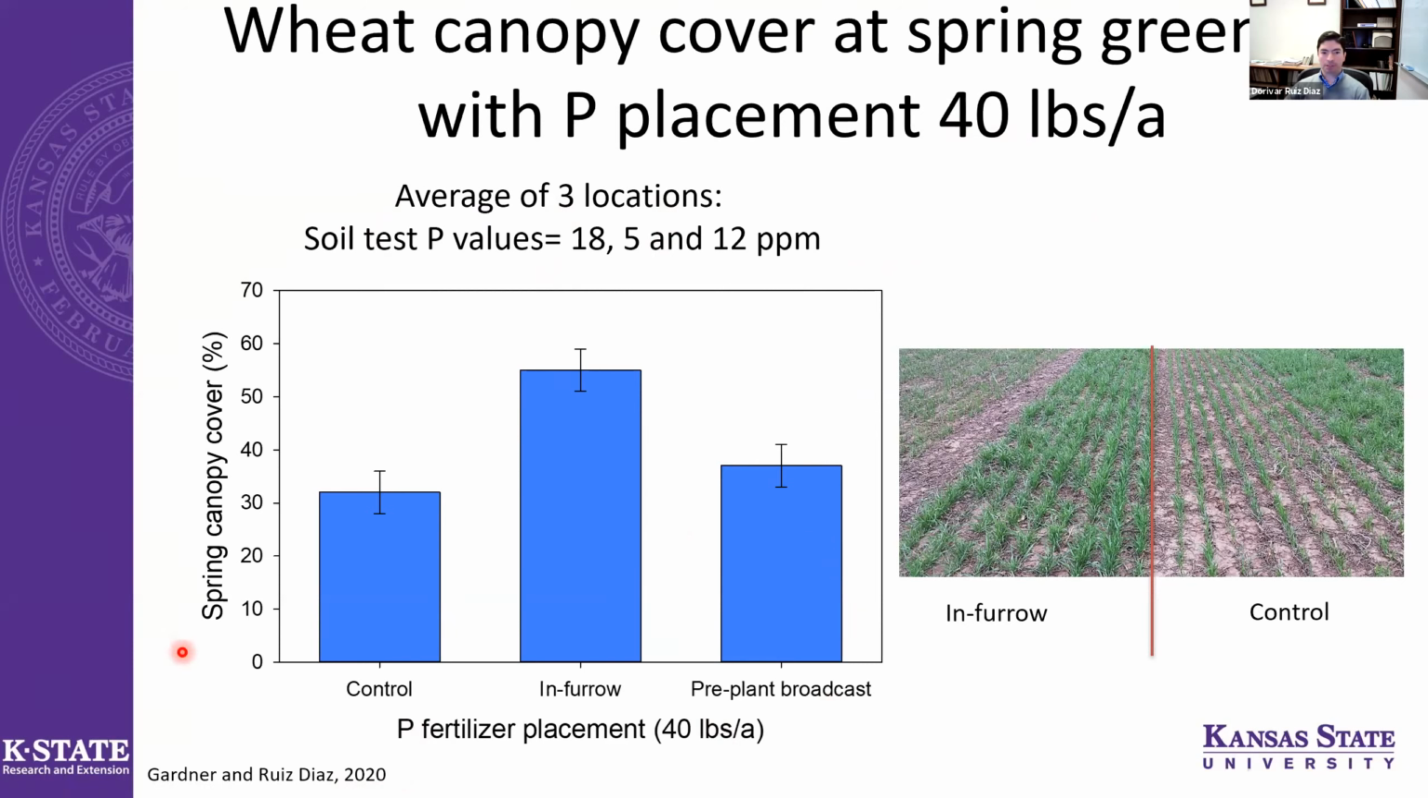And the variable, the data that we have here is canopy cover in the spring, okay? So it's really measuring what you see here. And this is not uncommon. You see very low testing soils, and again, placement of phosphorus.